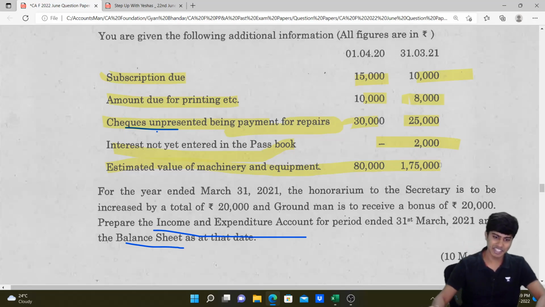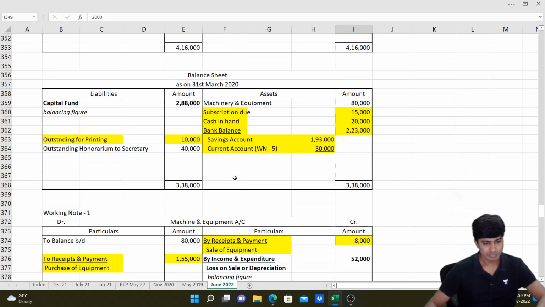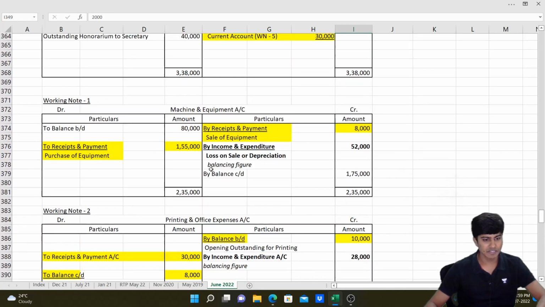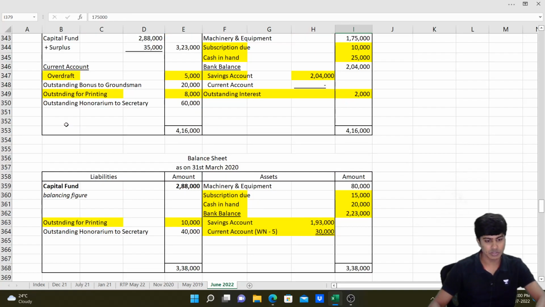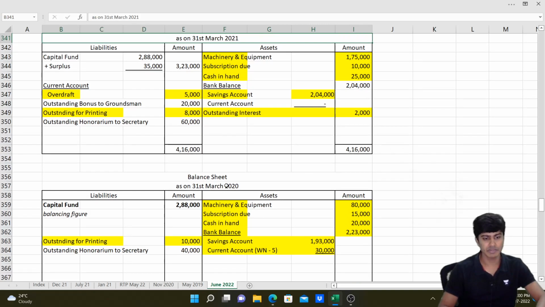So we have opening and closing value of equipment and machinery, 80,000 and 1,75,000. Let's write that. Shall we, guys? Okay. So in our machinery and equipment account, opening balance 80,000, closing balance 1,75,000. Same would go into our balance sheet also. Have a look. Opening balance sheet 80,000, closing balance sheet 1,75,000.